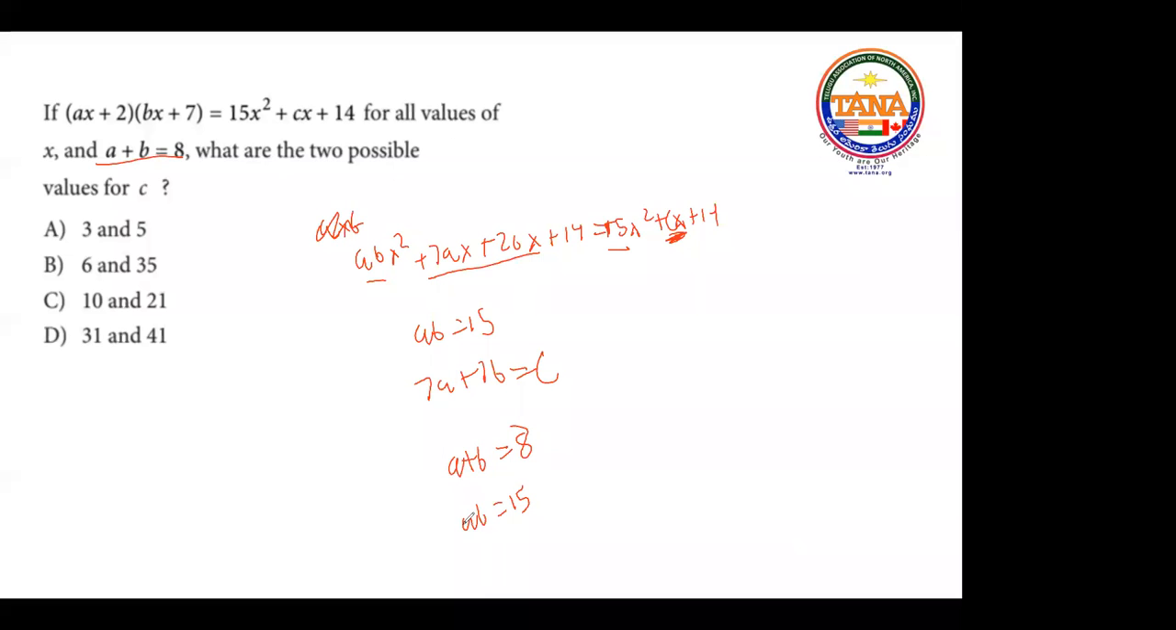So with the system of equations, we can tell that the only possible answer choices are 5 and 3 here for a and b. So we can just start plugging in stuff to 7a plus 2b equals c. You have 7 times 5 plus 2 times 3 equals 41. And you have 7 times 3 plus 2 times 5 equals 31. And therefore, D is the answer.